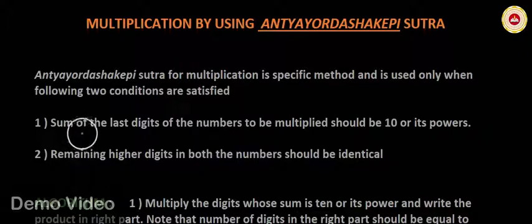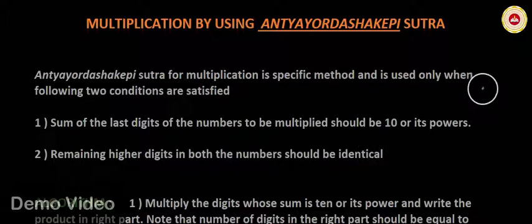What is the first condition? For the two given numbers, the sum of the last digits of the numbers to be multiplied should be 10 or its powers, and the remaining higher digits in both the numbers should be identical.